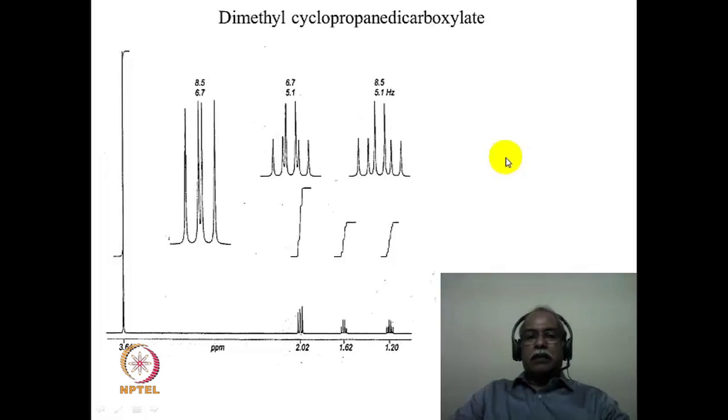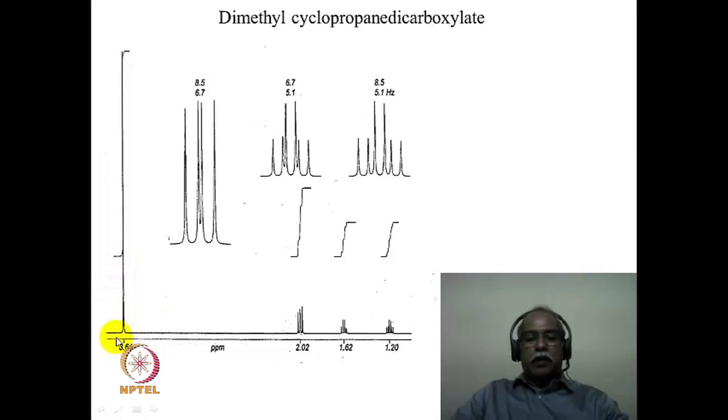Now let us ask ourselves a question and try to solve this problem. This is the spectrum of dimethyl cyclopropane dicarboxylate, but which isomer is not given in the question. That is the question we would like to address. What is important to notice in this spectrum is that there are four chemically different hydrogens in this molecule. There are four chemical shift values associated with this spectrum.